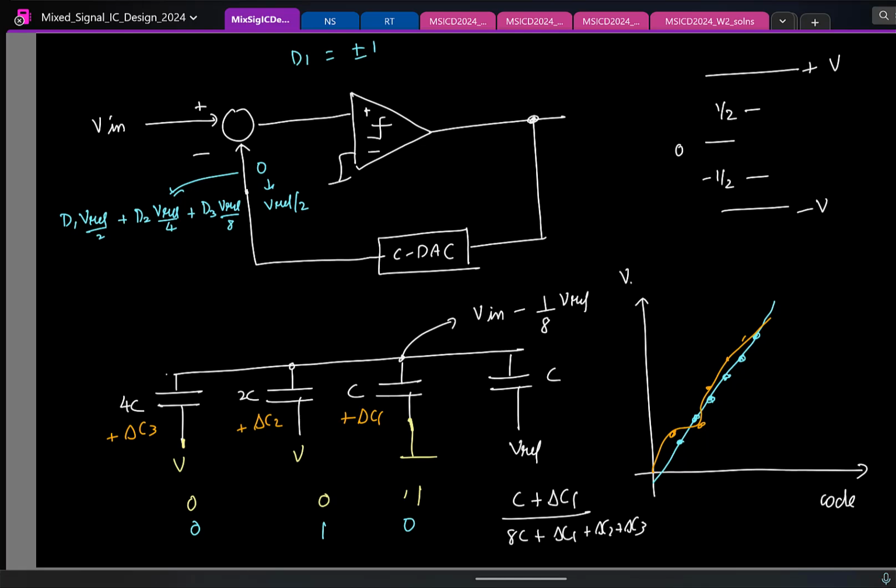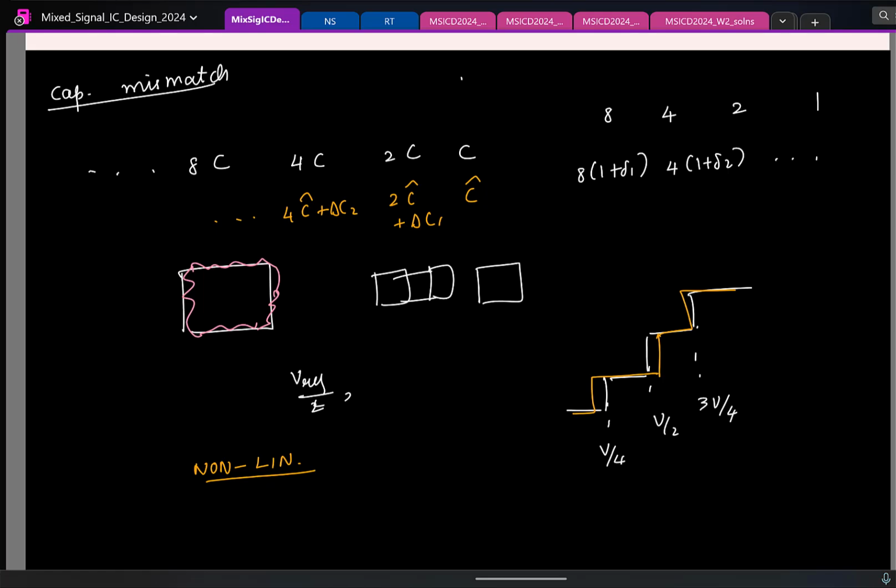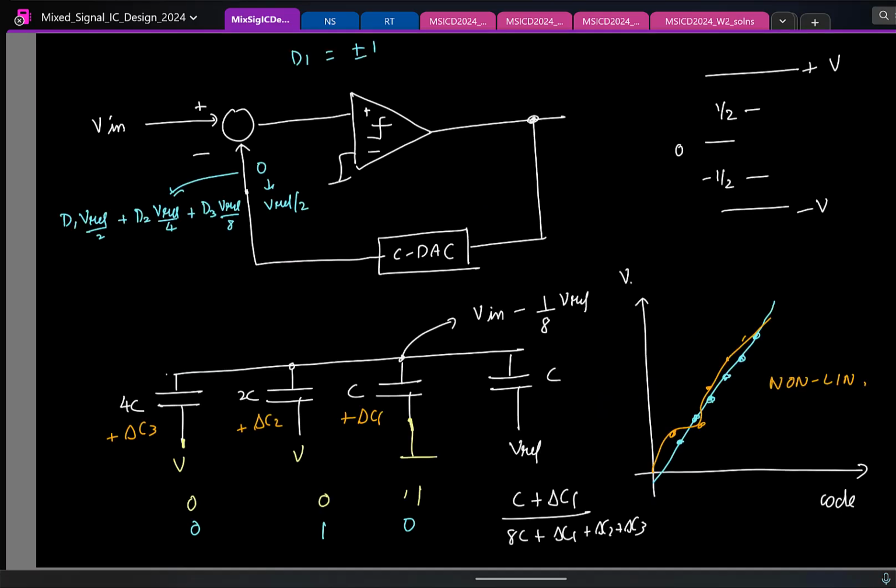So the point to note is, if the capacitors are mismatched, the characteristic of this capacitive DAC will become nonlinear. And that's why you have this nonlinearity. That's the same thing as saying that the reference voltages are kind of staggered, so the characteristic becomes nonlinear. Which means we can't afford to have a lot of mismatch in the capacitors, right?